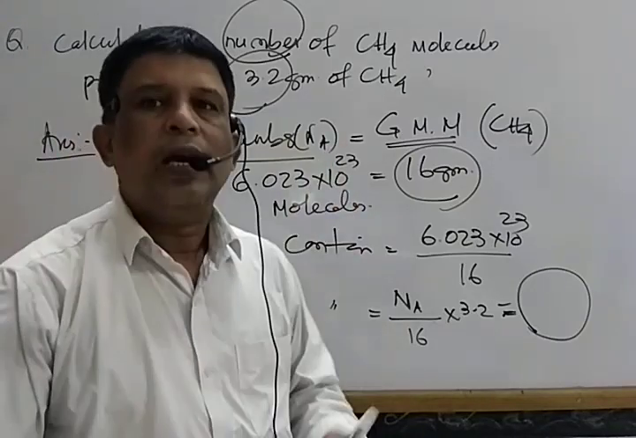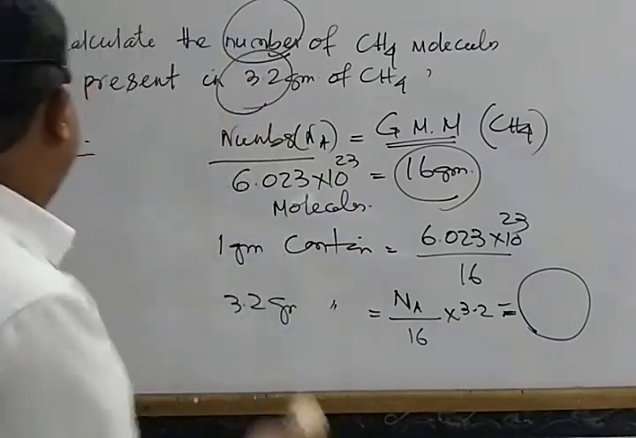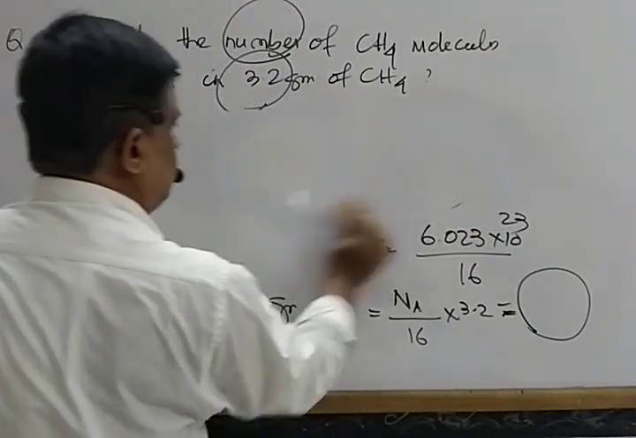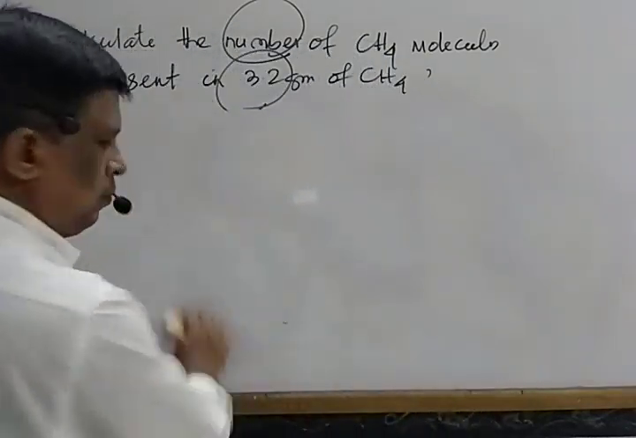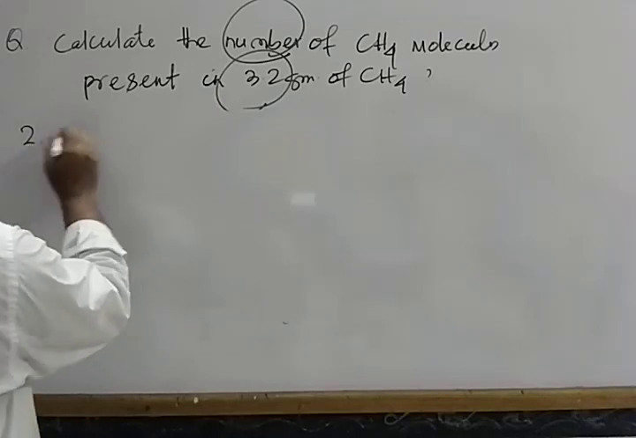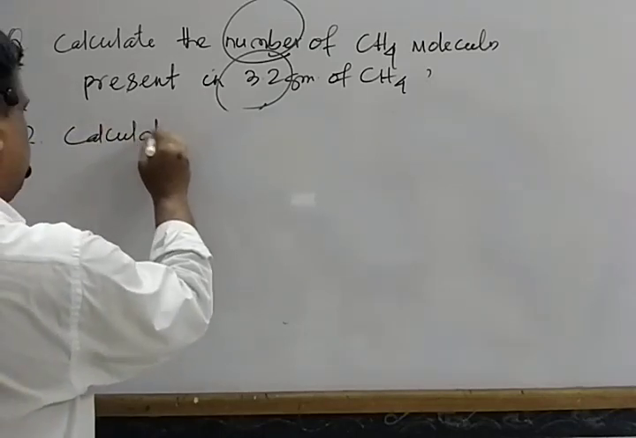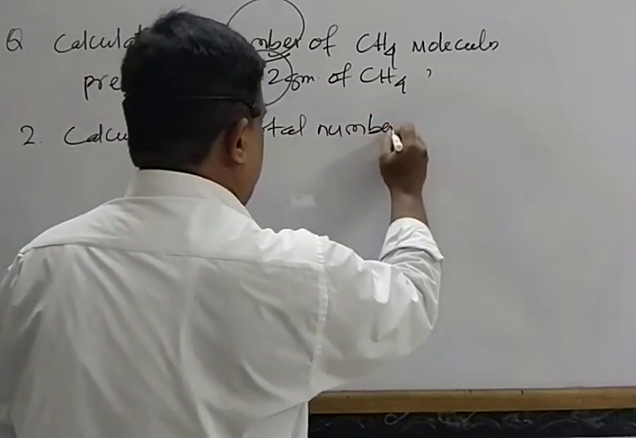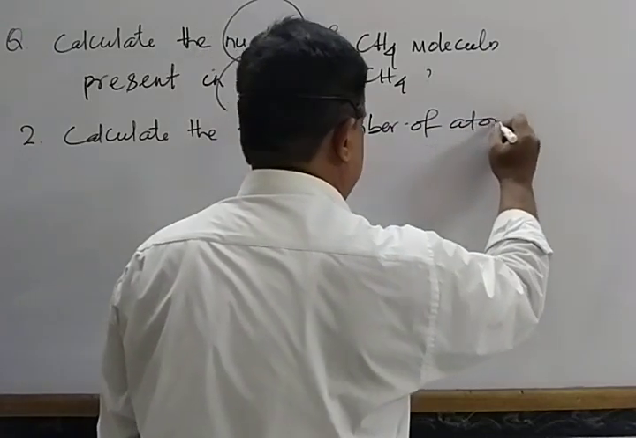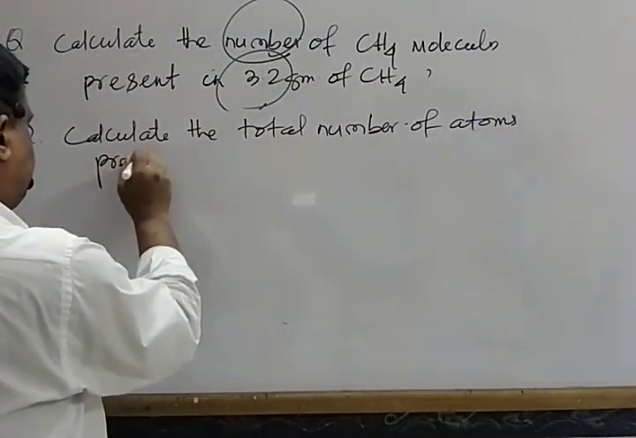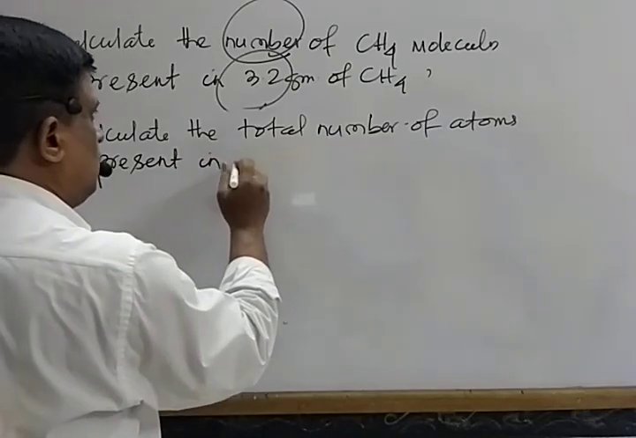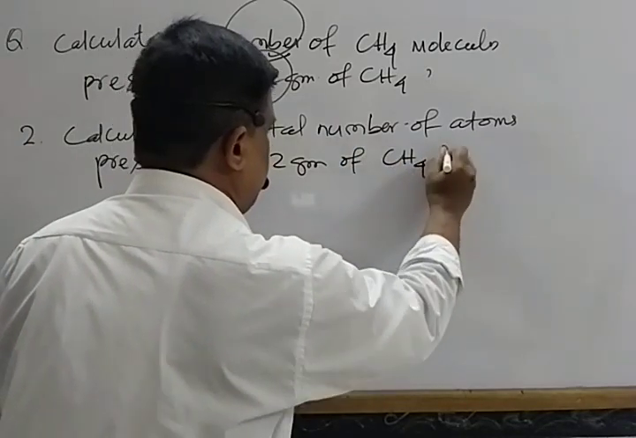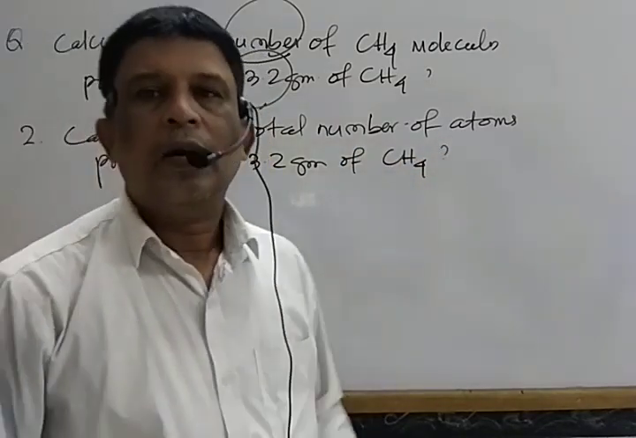Next, from the same relation, you can deduce another question. Mark that. The second question: calculate the total number of atoms present in 3.2 gram of CH4. Mark that. Same relationship there, but a different question.